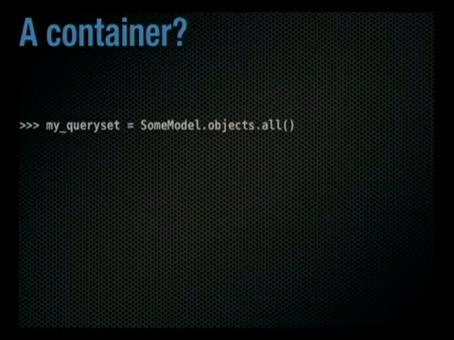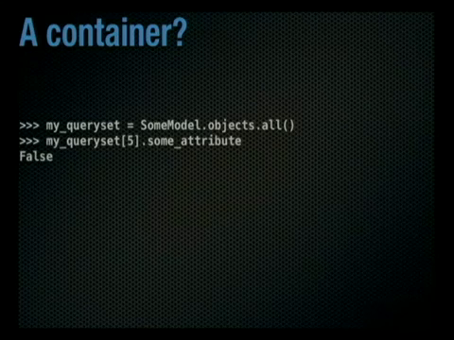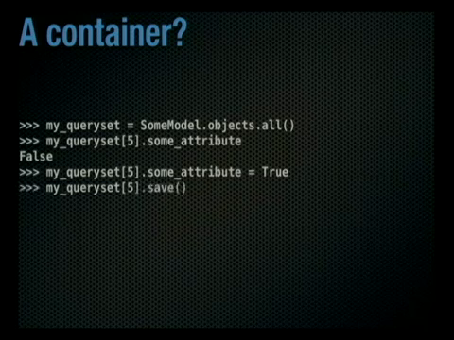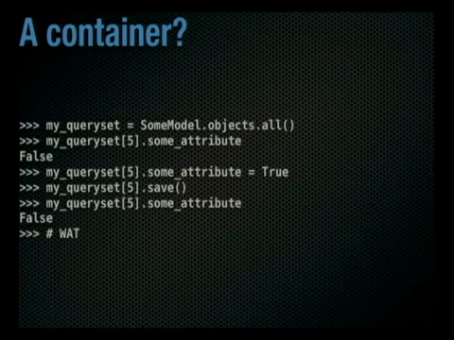But here's where we get into the tricky part. Remember I said it acts sort of as a container. So imagine you do this little query. And imagine you ask what the attribute is on the 5th object in that query set. And let's say it's a Boolean and it comes back false. So you say, aha, I'll just assign true to that and save it. Wait a minute. What just happened here? Thought a query set was supposed to be a container. Well, this is why I spent that time going over methods and operations and things that force a reevaluation of a query set. Because indexing is special in a query set.